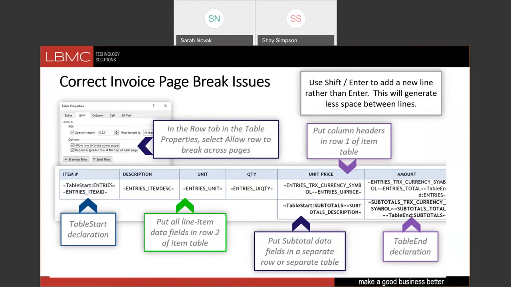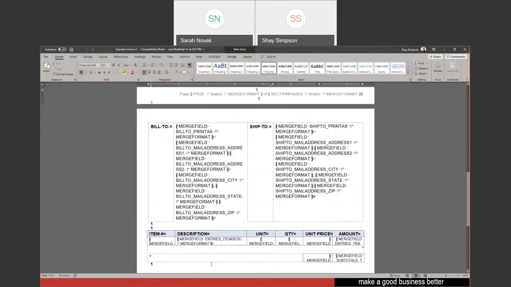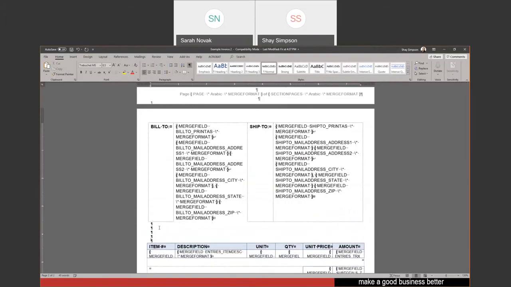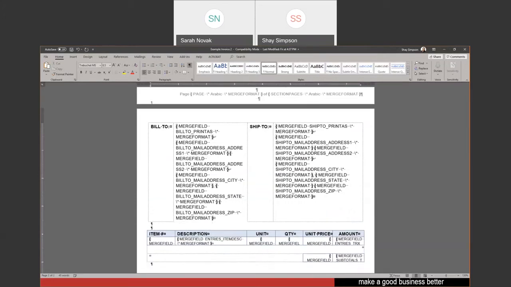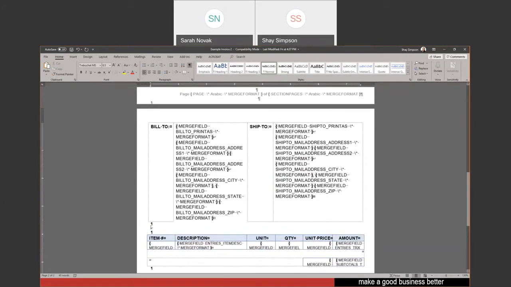Get back out to Microsoft Word. All right. So notice here, if you look at this little paragraph identifier, that is a complete space. So what I have done is I've hit Enter. Okay. Now, if I don't want nearly as much space between the top bill to and ship to and the bottom portion of my items or descriptions, if I hit Shift and Enter, notice now it just presents this little return.